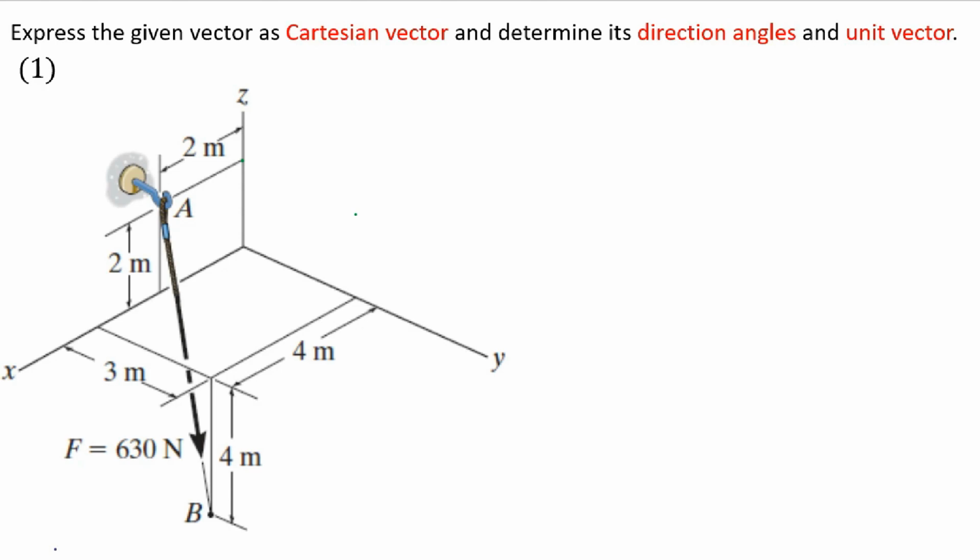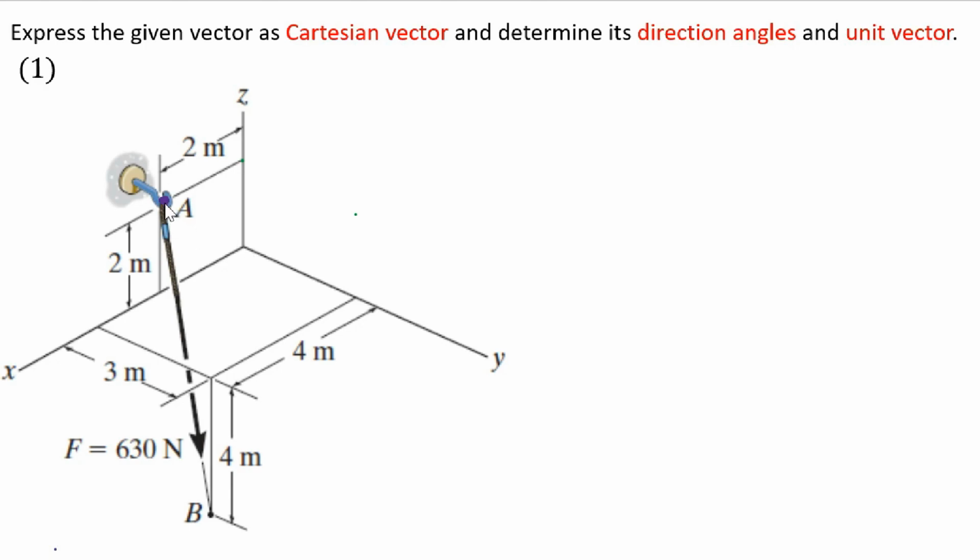So, the first step is to find the points. We have 2 points here. This is point A and this is point B. Now, for point A, we have to determine the distance of this point A along x, y, and z. So, let's start with A first.